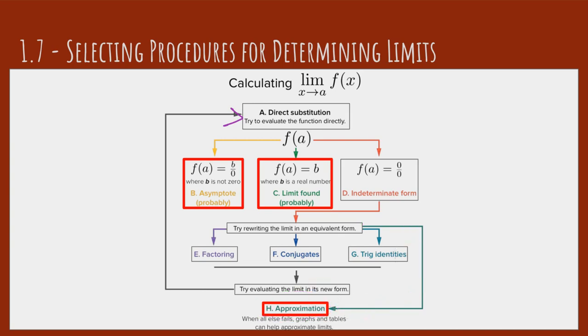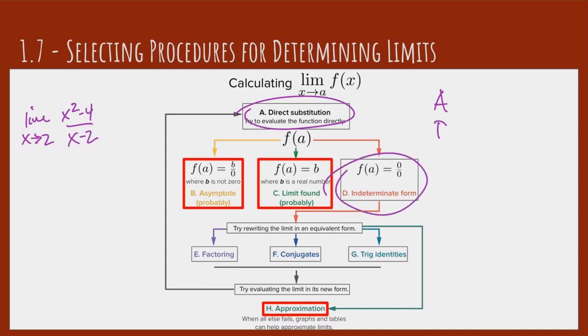Just to take a fairly simple example, let's say we're doing the limit as x approaches 2 of x squared minus 4 over x minus 2. If we try direct substitution, that's going to be our first choice. Always going to start there. We try plugging 2 in, we get 0 over 0. So we get 0 over 0. That means we're on D. This indeterminate form, we've got three options, and with this particular function, factoring looks like a good option.